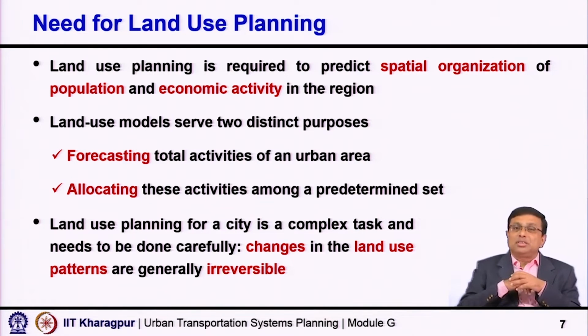Now, land use planning for a city is definitely a complex task and needs to be done very carefully. One major reason is that we have to keep in mind that changes in land use patterns are generally irreversible. You have a vacant land, and you decide how you want to develop or use that land. But once you start doing something, changing the land use pattern at a later date is not so easy. It does not mean the land use pattern does not change. Land use pattern changes naturally because of demand, and it changes in one direction. The value of land increases over time in the CBD area, so the transformation takes place.